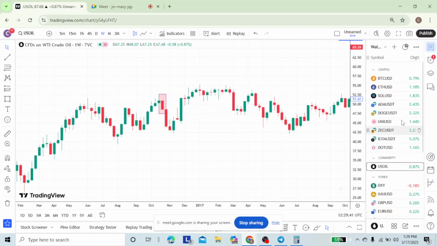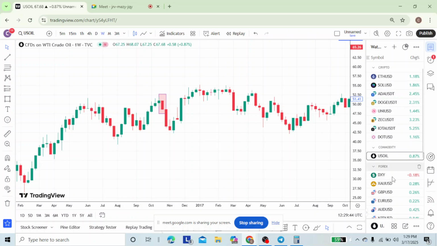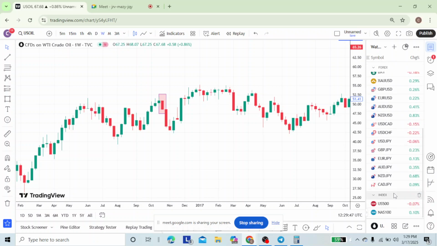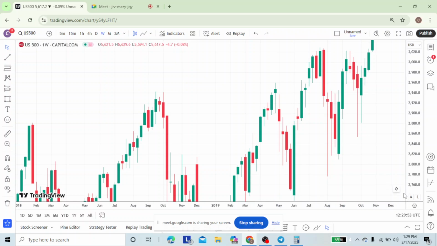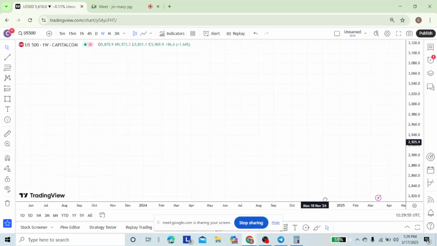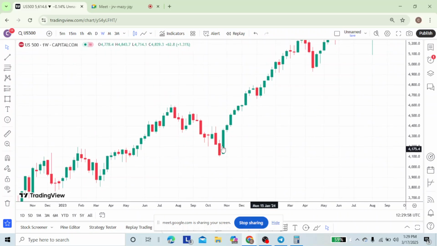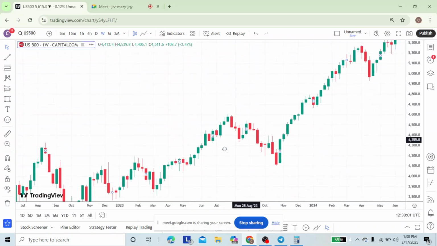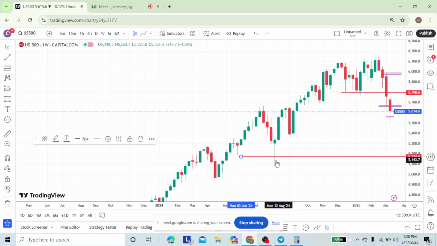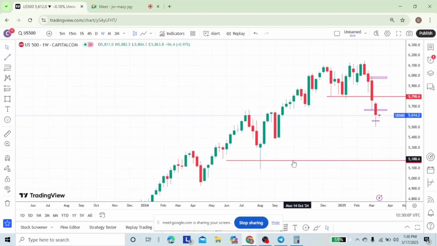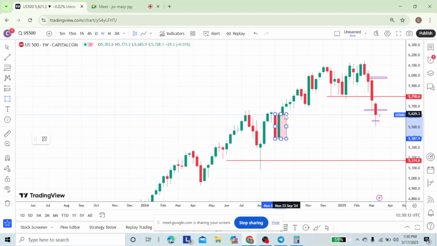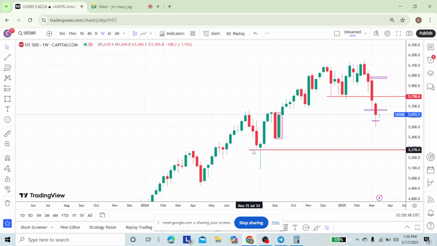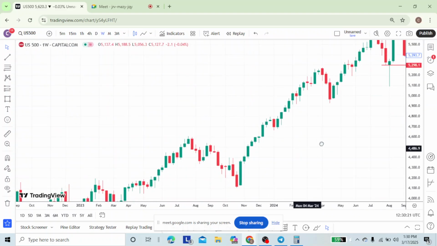Let's look at one more chart. Okay, let's look at US 500. This is still under the index markets. We're checking four markets. This is the index markets, S&P 500. Bullish Marabozo and bearish Marabozo. This is the bullish Marabozo. The market went all the way up.